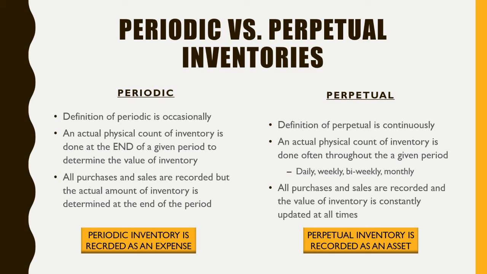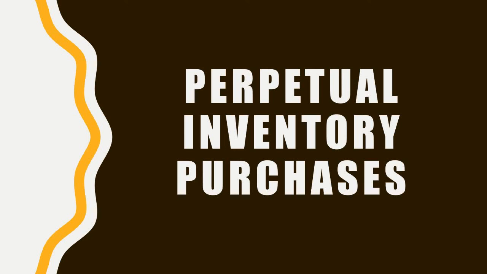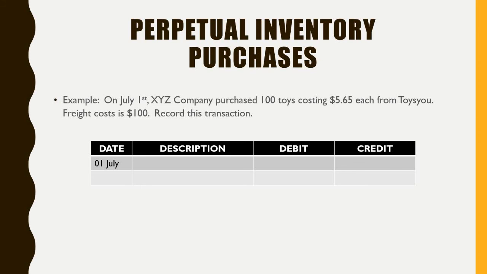Sell something, out of inventory. So that's the idea here: in order to keep a really good track record, we need to have the items already under inventory, so then we know how much we have on hand at all times. Okay? So let's go ahead and take a look at our first example, where we're talking about perpetual inventory purchases.